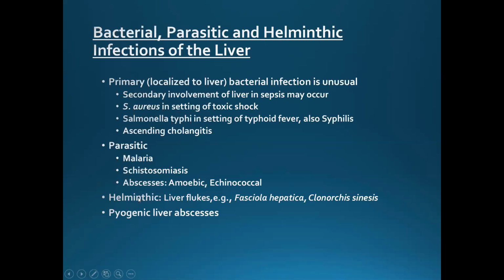It could be in the form of helminthic infection, such as liver flukes, and the favorite, Clonorchis sinensis. Clonorchis sinensis causes a peculiar type of bile stones, pigmented bile stones, and we'll talk about that. There may also be pyogenic liver abscesses as a result of unhealed and unresolved infection.